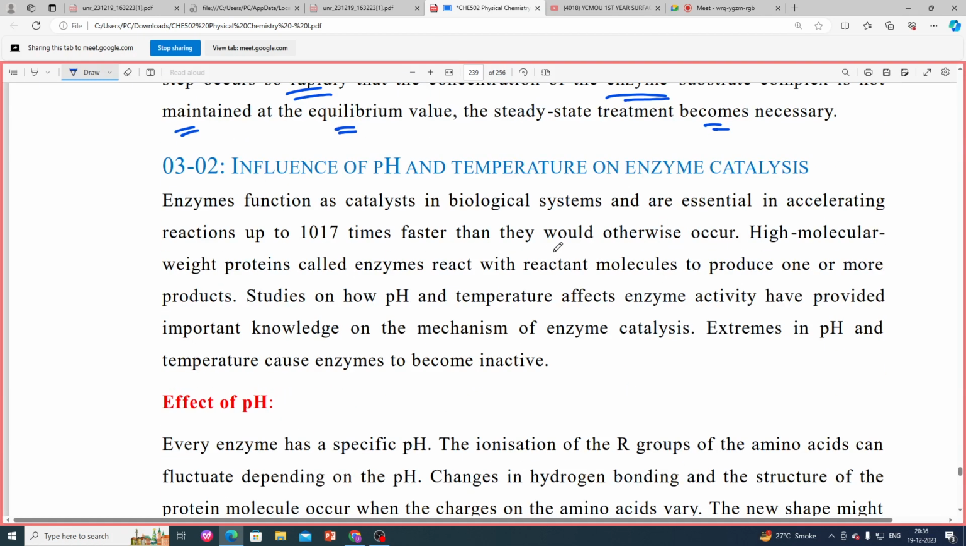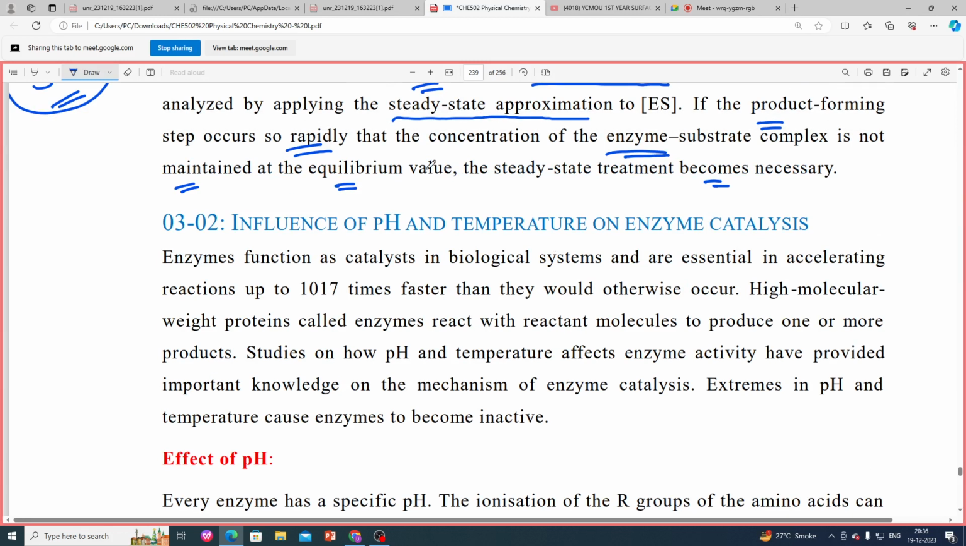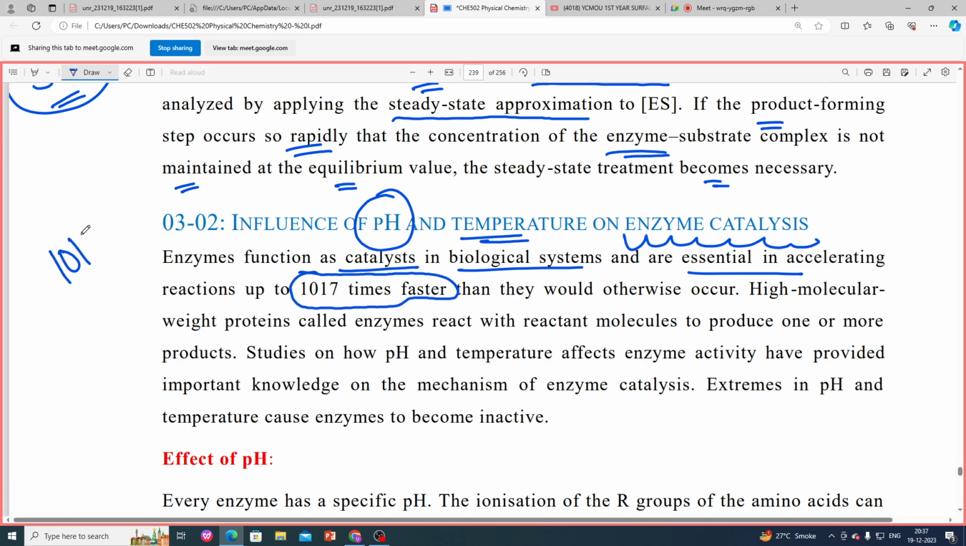Then the next point is the influence of the pH and the temperature on enzyme catalysis. pH और temperature का effect होता है enzyme catalysis पर. So here enzyme functions as a catalyst in a biological system and is essential in accelerating the reaction up to 10^17 times. इतना फास्ट होना चाहिए, हो जाएगा 10^17. Okay, than they would otherwise occur.